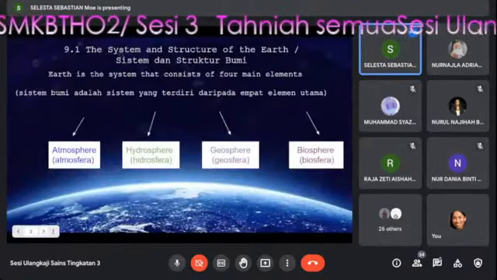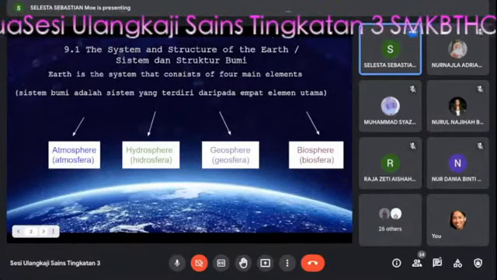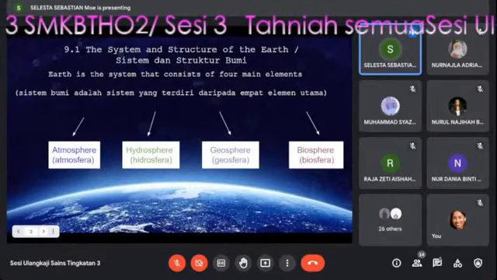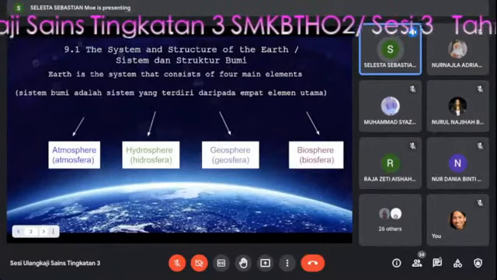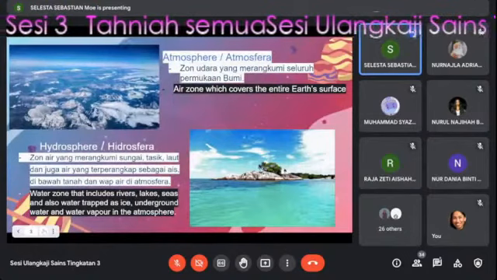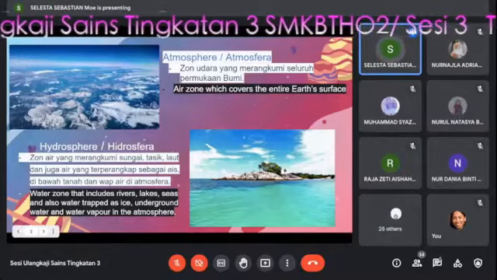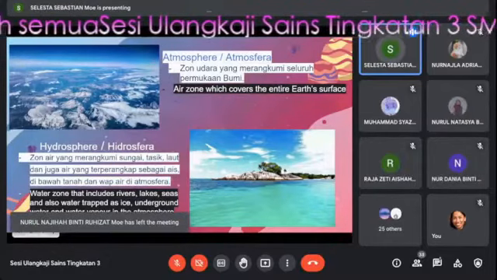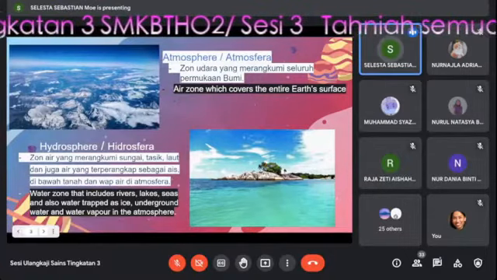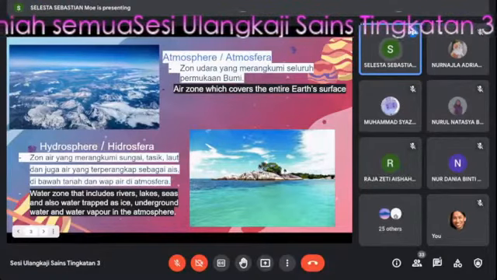First is 9.1, the system and structure of the Earth. Earth is the system that consists of 4 main elements. These elements are the atmosphere, hydrosphere, geosphere, and biosphere. Atmosphere is the air zone which covers the entire Earth's surface. It is essential to all life on Earth because it contains oxygen, which is the basic need for life, and carbon dioxide, which is essential for photosynthesis by green plants.